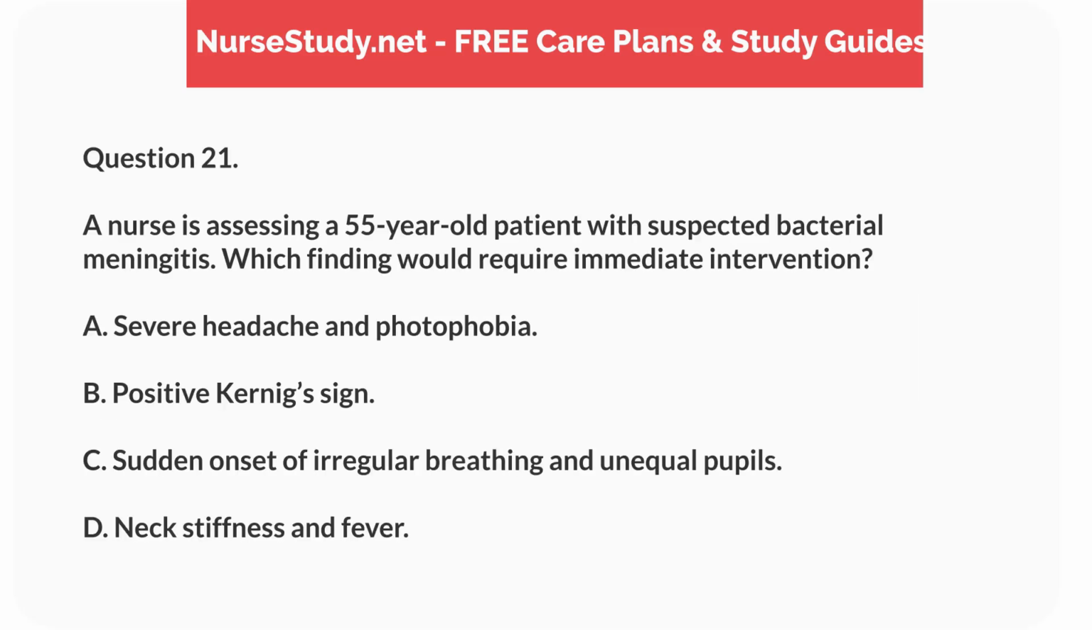Question 21. A nurse is assessing a 55-year-old patient with suspected bacterial meningitis. Which finding would require immediate intervention? A. Severe headache and photophobia. B. Positive Koenig sign. C. Sudden onset of irregular breathing and unequal pupils. D. Neck stiffness and fever.